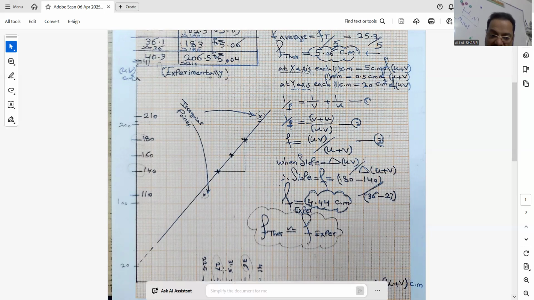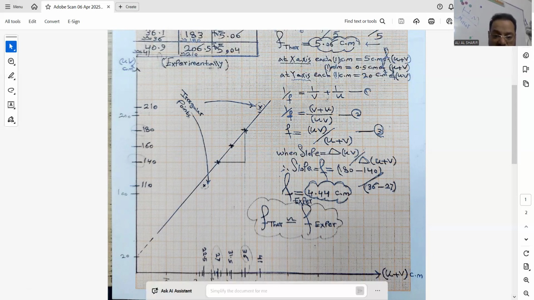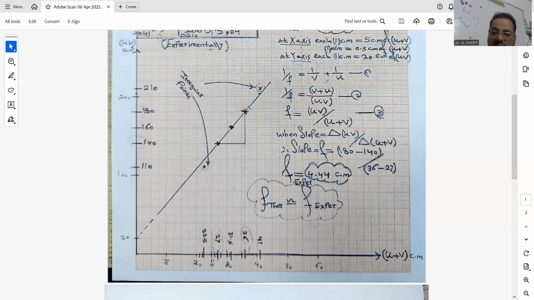Here at the x-axis, I say every 1 centimeter equals 5 centimeters of U plus V. By that, every 1 millimeter equals 0.5 centimeter of U plus V. X is done. Let's go to y. At y, every 1 centimeter equals 20 centimeter square of U multiplied by V. That means every 1 millimeter equals 2 centimeter square. And it goes like that.